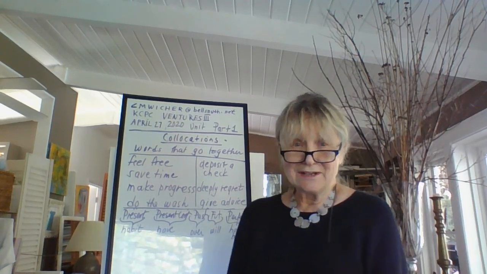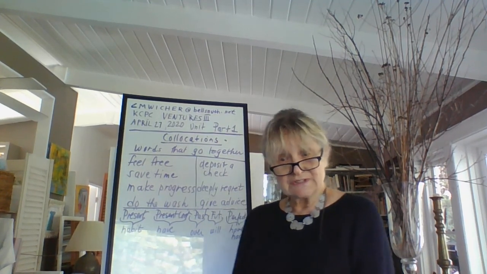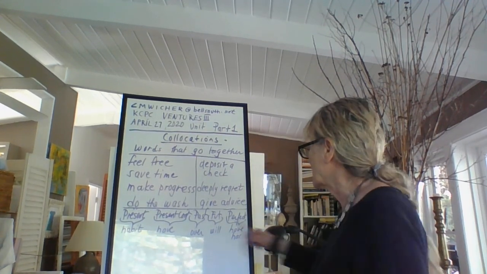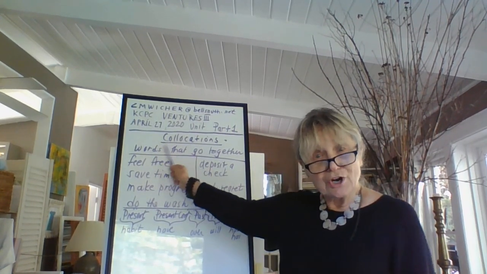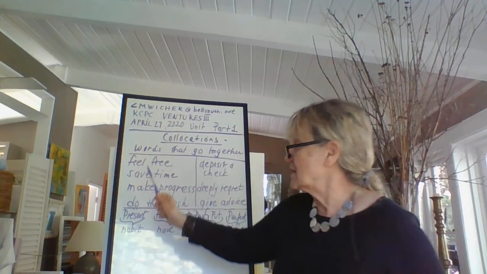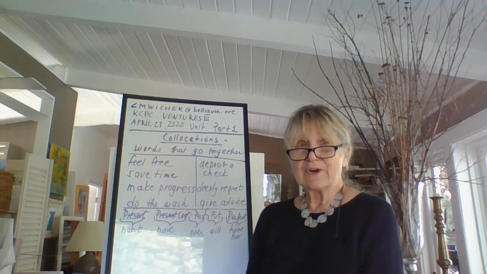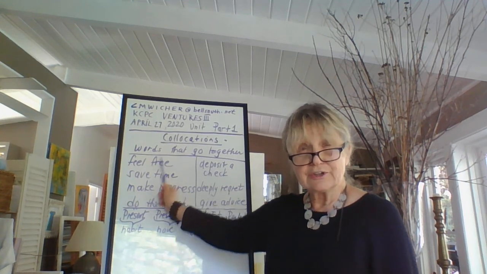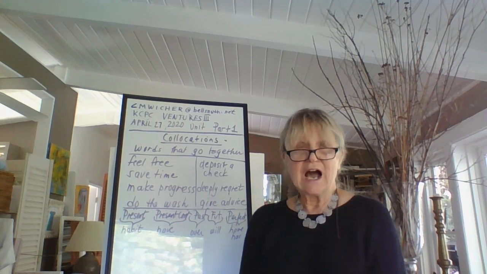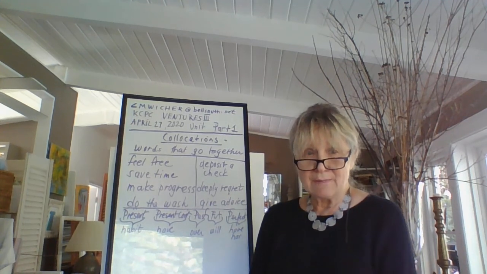So I went online and found a few more collocations that do not use get and take, but use something different. So I would like to review those with you. Collocations are words that go together. So the first one is feel free. What is it? Feel free. I want to feel free to make a presentation. I want to feel free in speaking to you in order to say exactly what I mean.